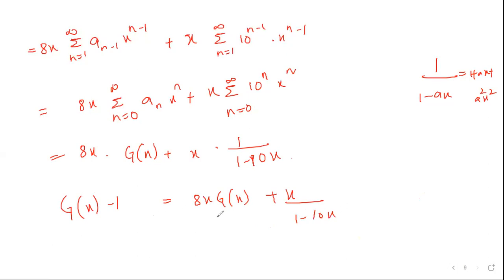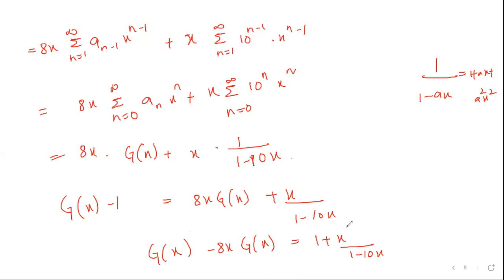Now we have to solve for g(x). That is right, we have to solve for the generating function. So let's take this g(x) over. We will get g(x) minus 8x g(x) is equal to 1 plus x/(1 − 10x).